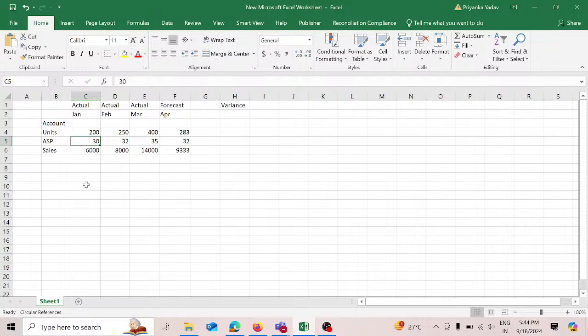Now moving on to this example. Next, here is the actual data for February, where the units sold is 250, average selling price is 32. So we get the sales accordingly, we multiply units and the average selling price, we get the sales figure. Then the actual data for March, we have 400 units sold, and the average selling price is 35. So here revenue comes out to be 14,000.